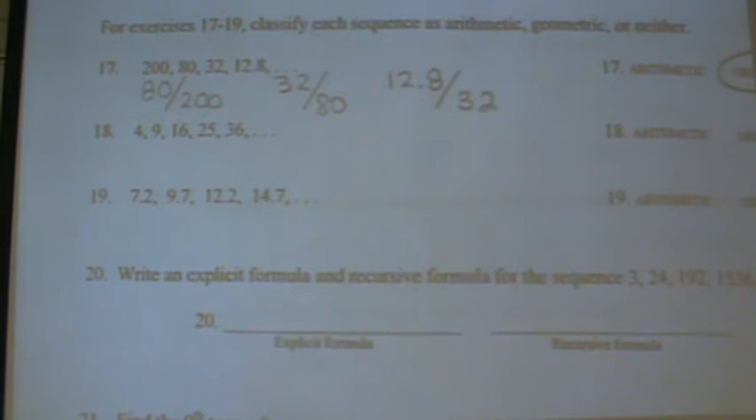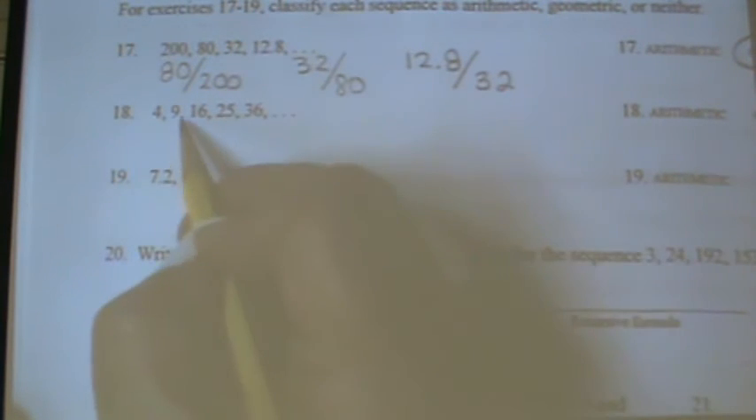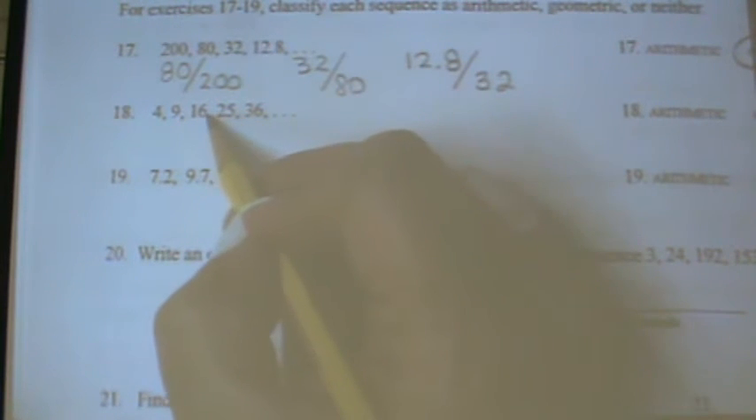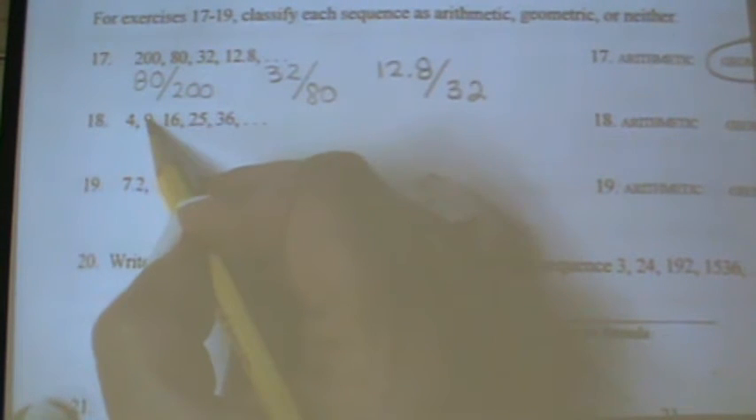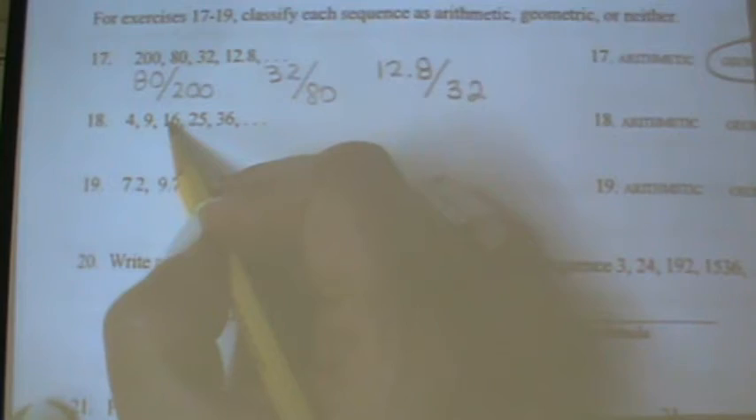Now on the next one, I don't see a product. I could divide, 9 divided by 4, 16 divided by 9, 25 divided by 16, but there's no ratio. This one is not adding either; they're adding 5 here, but here they're adding 7. So those are different, this one's neither. And this one looks like it's adding 2.5 to each term. So that one is arithmetic. Those are pretty easy.